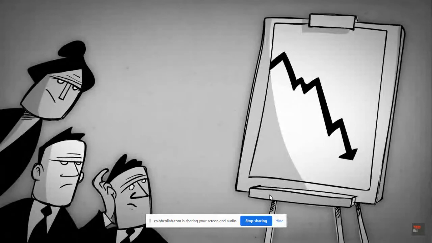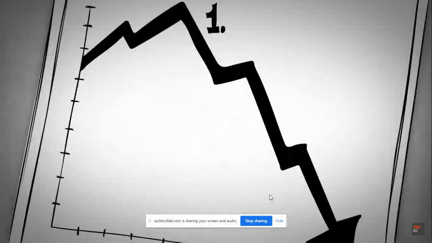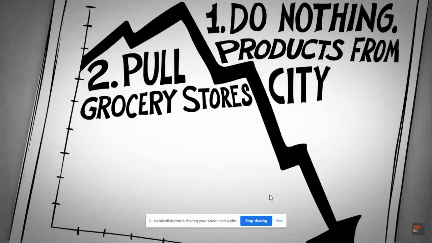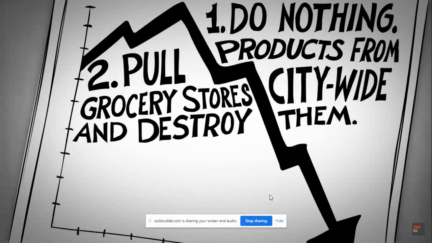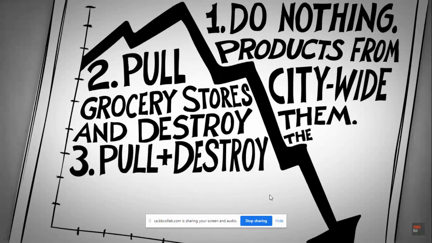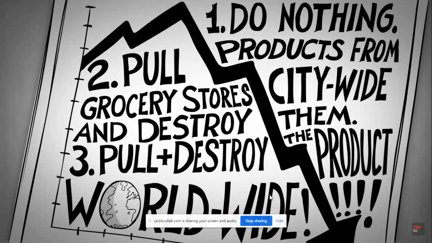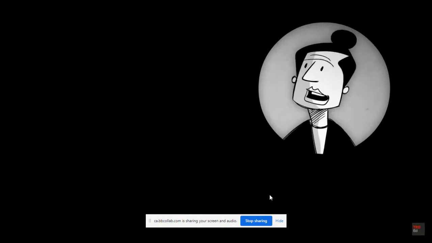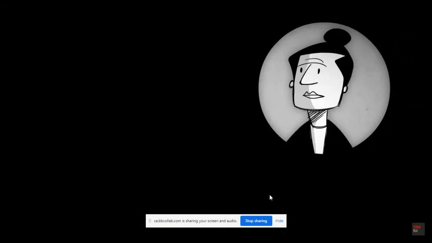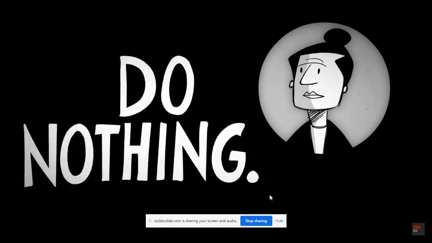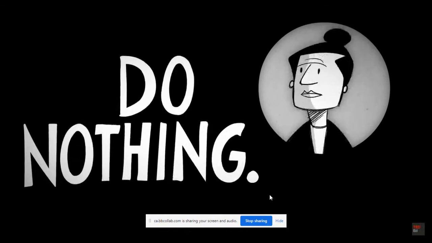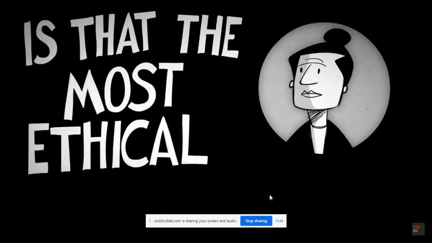Your team comes up with 3 options. 1, do nothing. 2, pull the products from grocery stores citywide and destroy them. Or 3, pull and destroy the product worldwide. Which do you choose? Your company lawyer explains that a recall is not required by law because the criminal is fully responsible. She recommends the first option, doing nothing, because recalling the product could look like an admission of fault. But is that the most ethical strategy?